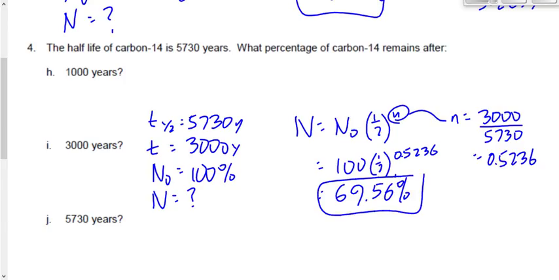Which is bang in that range that we expected. Something below 100%, something above 50%. Pretty much right in the middle there.